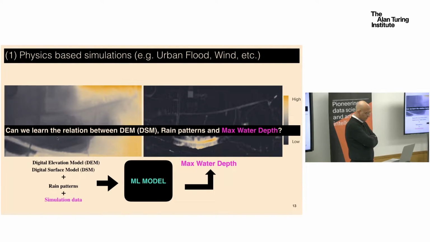We try to learn the relationship between this DEM or DSM, rain patterns, and maximum water depth. Here again, in order to make it faster, we can't claim that we are predicting directly the whole flow of rain or water on the surface, but we just say what is interesting for us is the maximum water depth, no matter when this happens. What if we are able to predict this?